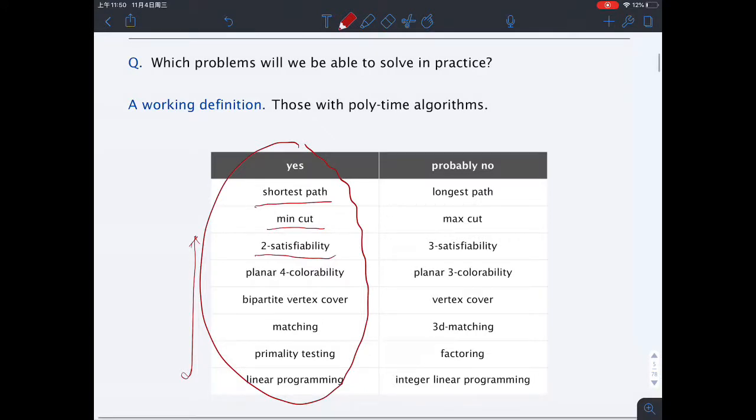But as you can see, the topic of algorithms is a very broad topic. Even after a whole semester of study, we haven't talked too much about the very exciting algorithms, right? So for two satisfiability, coloring algorithms, vertex cover under the bipartite graph, or matching, all these problems turn out to be polynomial time solvable, right?